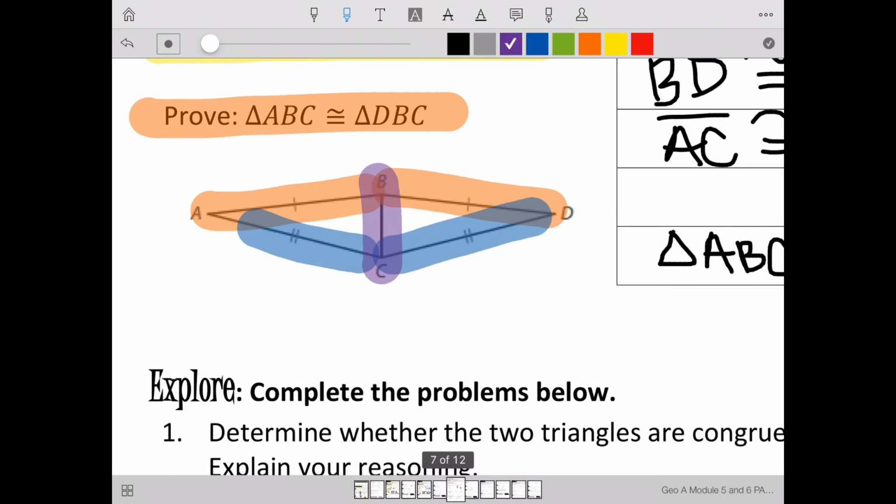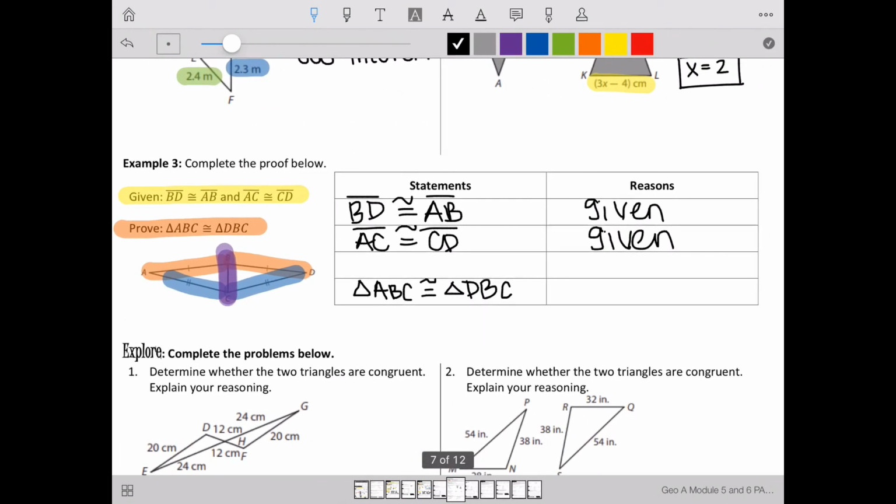Well, of course BC is congruent to itself. It's one line that's a part of two different triangles. So again, that is called our reflexive property. So BC is congruent to BC. And now we can say that the two triangles are congruent to each other because of the side-side-side theorem.